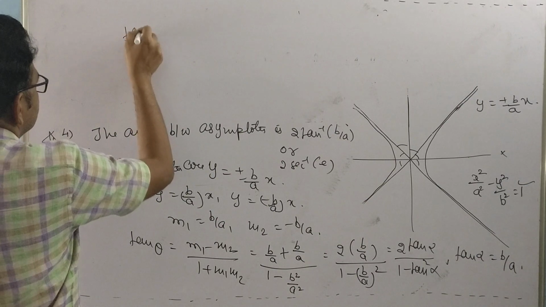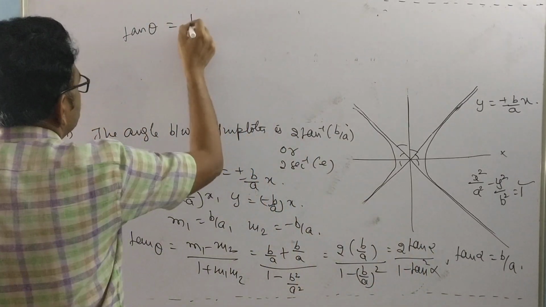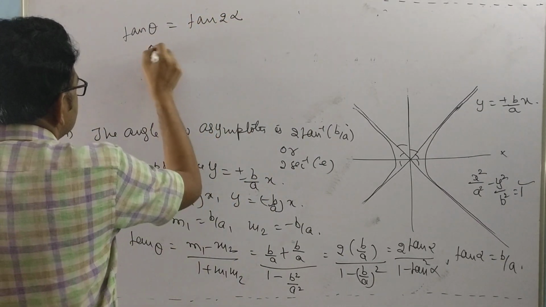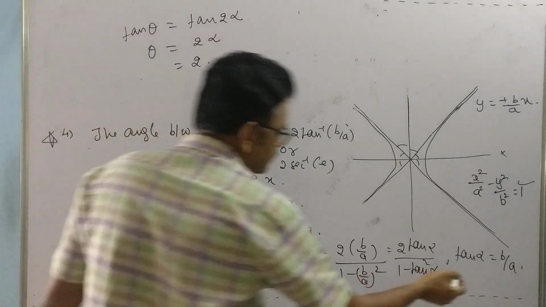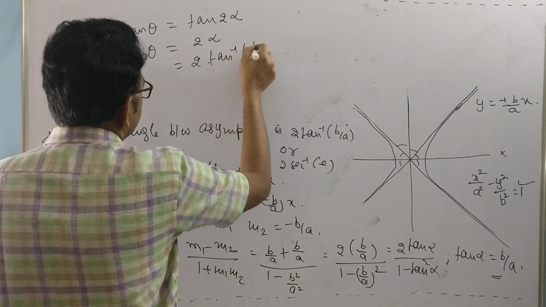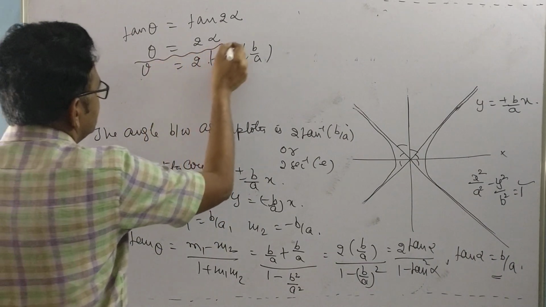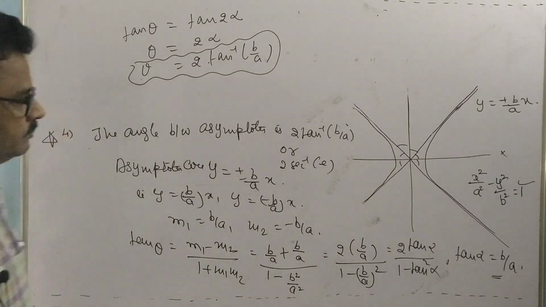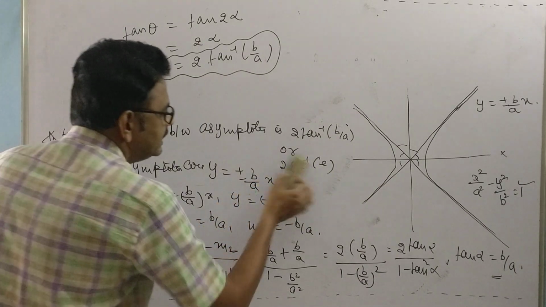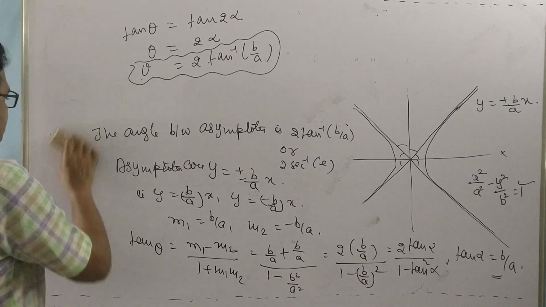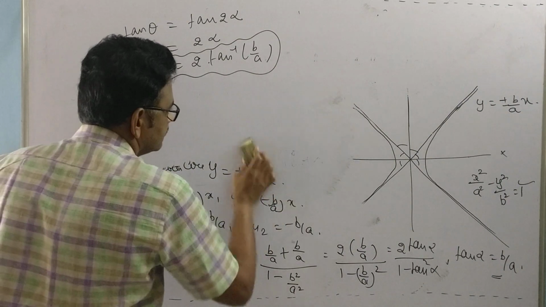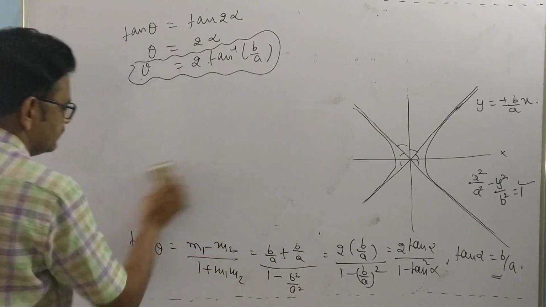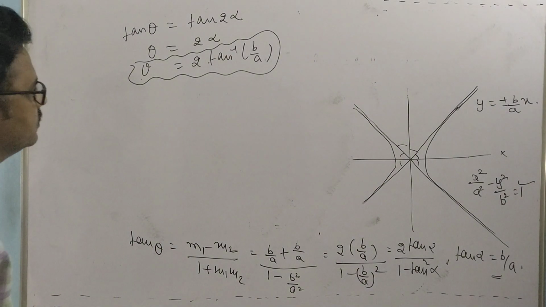So tan theta is equal to tan 2 alpha. Therefore, theta is equal to 2 alpha, which is 2 into tan inverse of b by a. So the angle between the asymptotes is 2 tan inverse of b by a, and also equal to 2 secant inverse e.